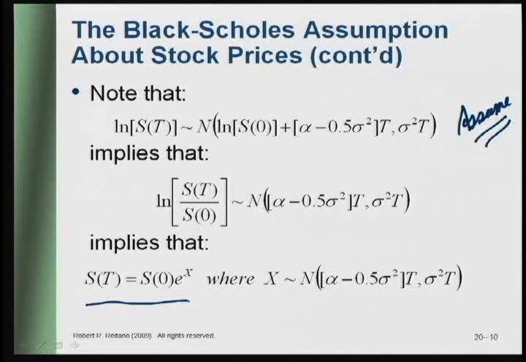And the exponentiated normal has the mean we've seen before, alpha minus half sigma squared, times t. It grows with t, and the variance is sigma squared t. So this is a nice way of thinking about what the probability distribution is of stock prices at every point in the future t, and that is that they're all exponentiated normals, which by definition means they're all log normally distributed.